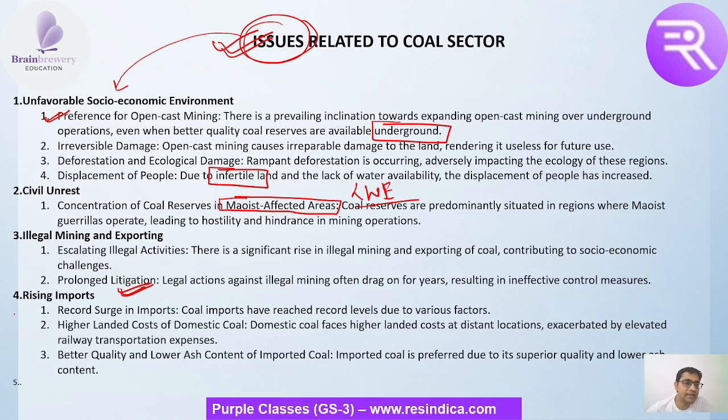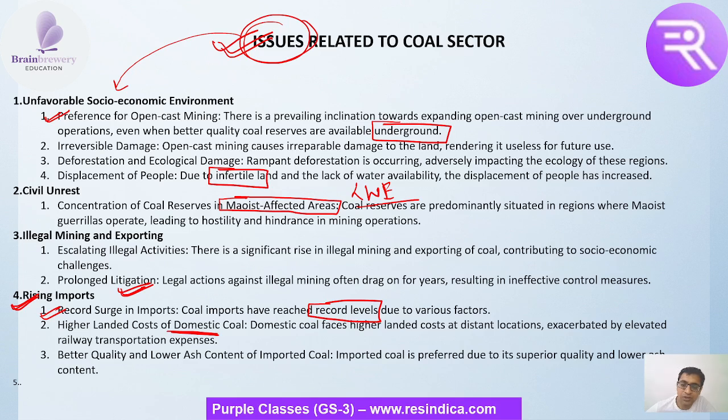Then we have rising imports. We have our coal mines, but still we have high imports happening. They have even reached a record level because of various factors, right? In our country the domestic coal production is not keeping pace with the way we wanted to utilize the coal. There are issues with the transportation network, issues with land allocation, and also the quality of the coal is not that good in our country. That is why we have to rely on more and more imported coal.